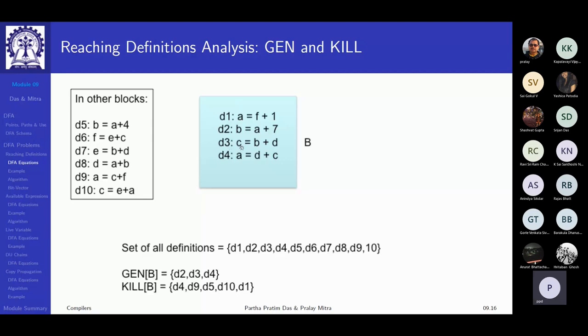Oh, it does. I'm very sorry. C was defined here, so D3 kills D10. So D10 is in the kill set. And D4 again kills D1 and D9. Right? So in this basic block, these are the 5 definitions which are killed, and these are the 3 definitions which are generated. So this is my basic starting point of doing the computation with every basic block: compute the gen and kill sets, which can be easily done.